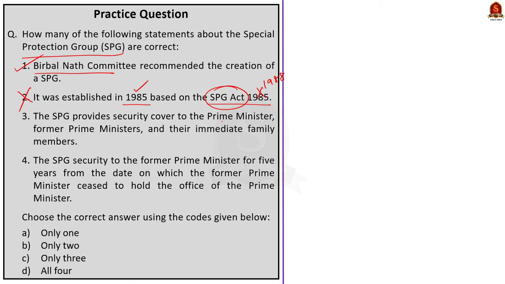SPG provides security cover to Prime Minister, former Prime Ministers and their immediate family members. This statement is correct. SPG security to former Prime Minister is only up to 5 years from the date from which he resigns from office of Prime Minister. Yes, this statement is correct. And this provision was included under 2019 Amendment to SPG Act. So only 3 statements are correct. The correct answer is option C.